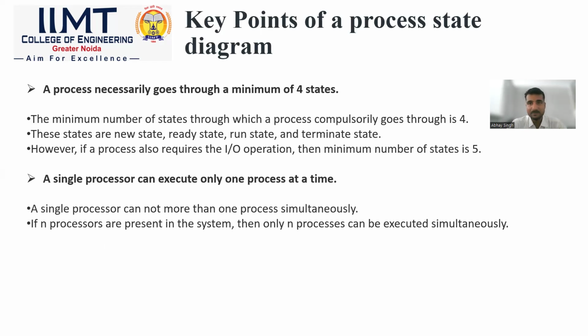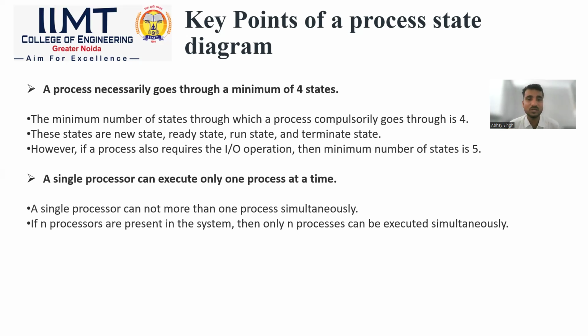Next are the key points of the process state diagram. First, a process necessarily goes through a minimum of 4 states when it is ready for execution. First is the new state, second is the ready state, third is the running state, and fourth is the terminate state. These are the 4 minimum states through which a process compulsorily goes.